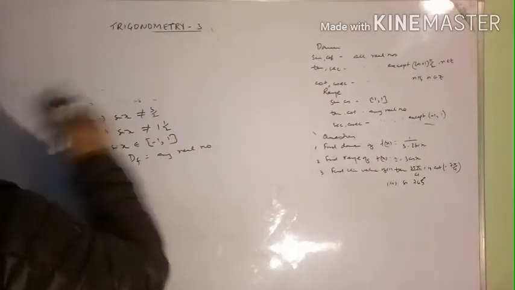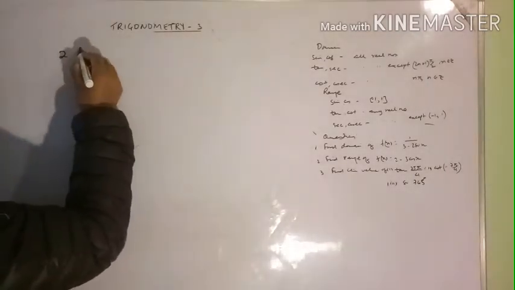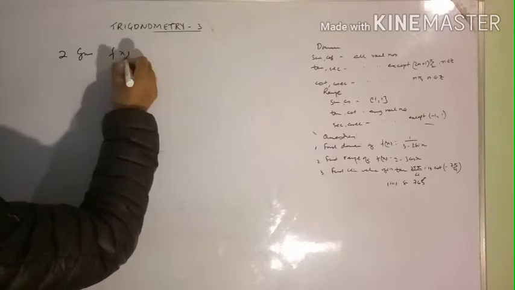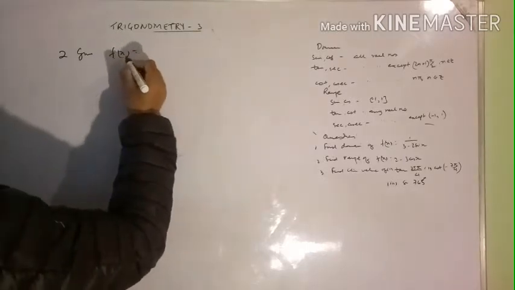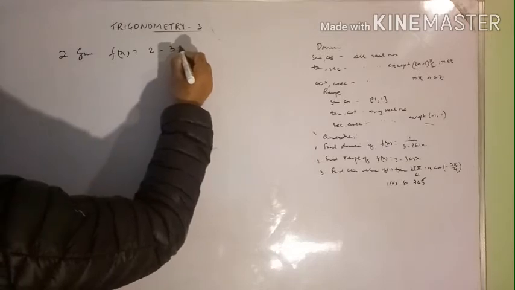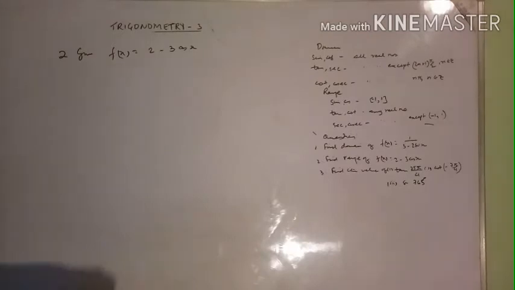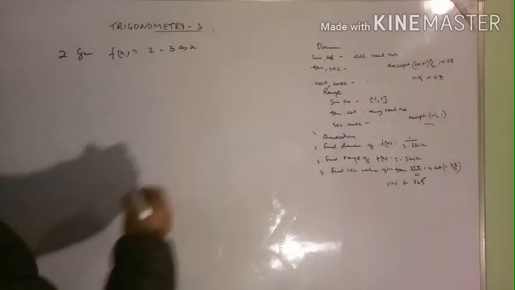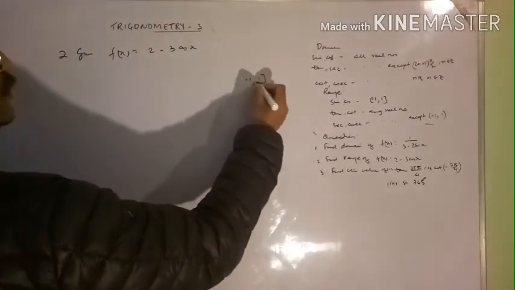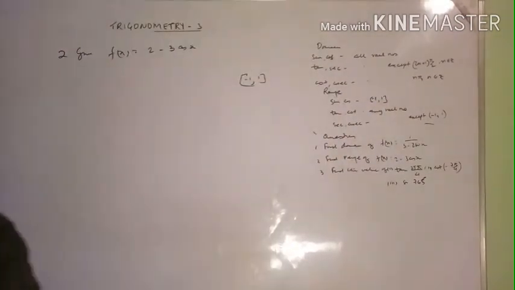Now next, to find the range, number 2: given f of x is equal to 2 minus 3 cos x. We have to find out the range of 2 minus 3 cos x. Now you know the range of cos x is -1 to 1. We have already defined this. The range of sine and cos is -1 to 1.